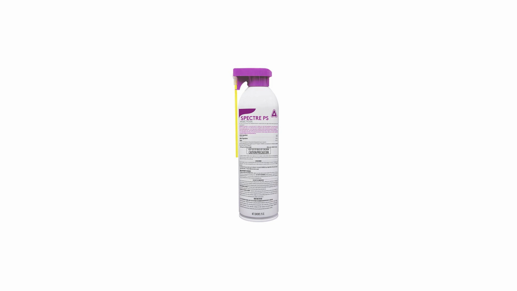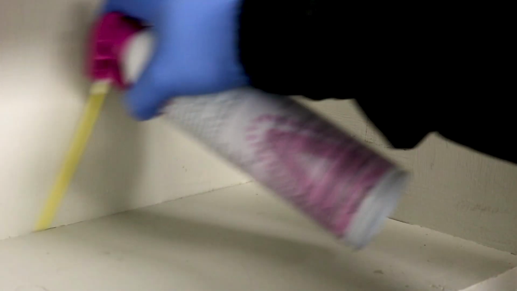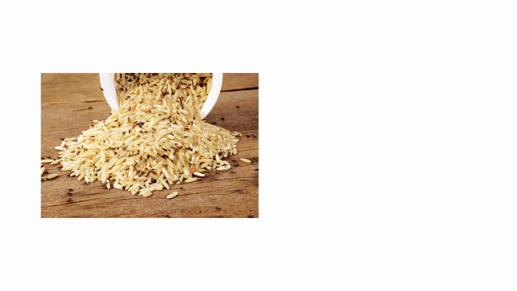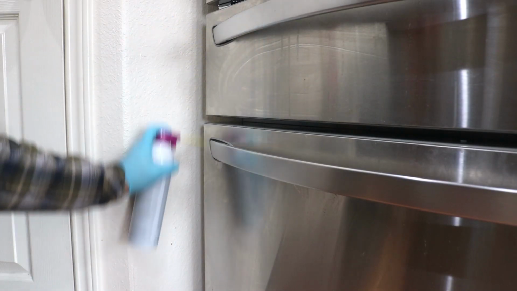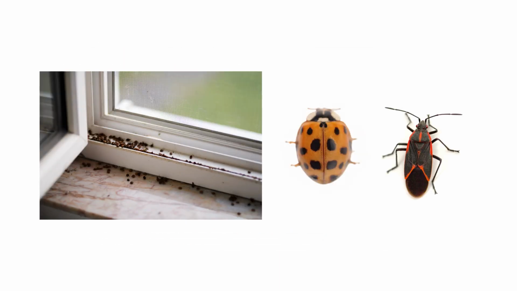Spectre PS is a pressurized insecticide aerosol that's broadly labeled to treat a wide variety of pests, like bed bugs or cockroaches. It can also be used in pantries or other food storage areas to kill stored product pests like Indian meal moths or drugstore beetles, and it can be applied to cracks and crevices around your home to stop overwintering pests like Asian lady beetles or boxelder bugs.